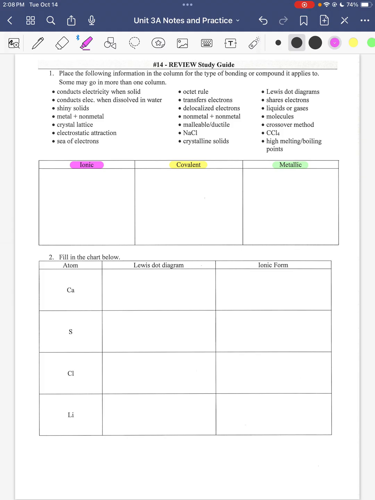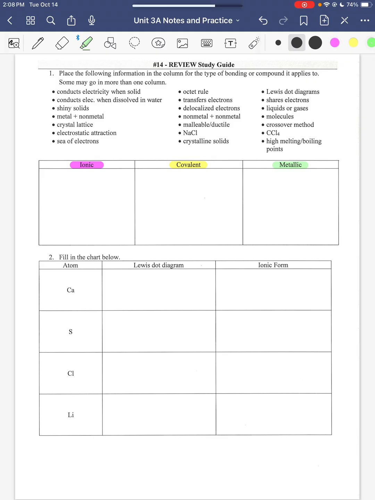We're going to go through the section 14 review study guide for the Unit 3A chemical bonding test. So the first section has us sort statements into columns based on which are true, and they may fall into multiple columns. So I'm just going to highlight them here. Pink will represent ionic, yellow covalent, and green metallic.